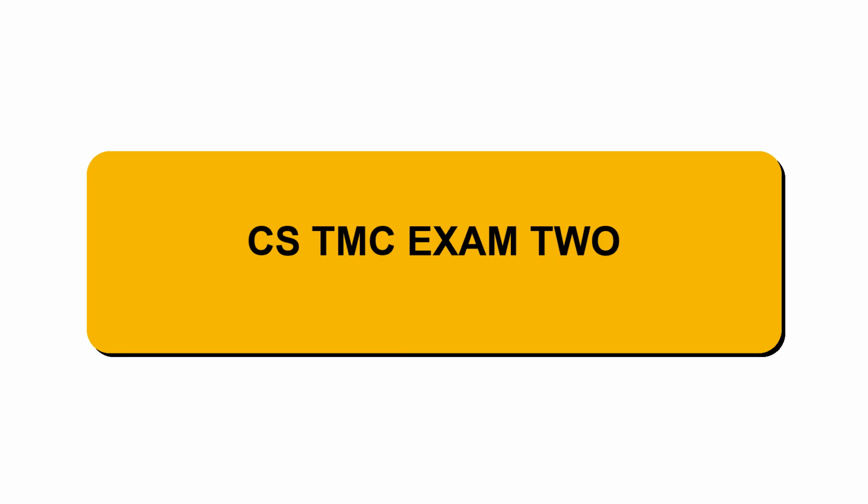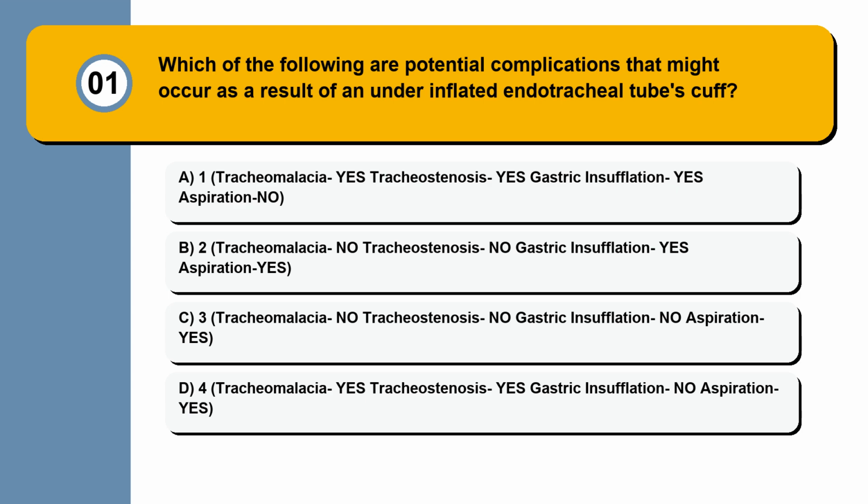CS TMC Exam Two. Question 1. Which of the following are potential complications that might occur as a result of an underinflated endotracheal tube's cuff? 1. Tracheomalacia yes, tracheostenosis yes, gastric insufflation yes, aspiration no.